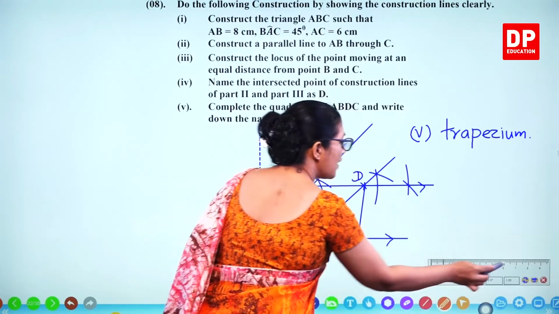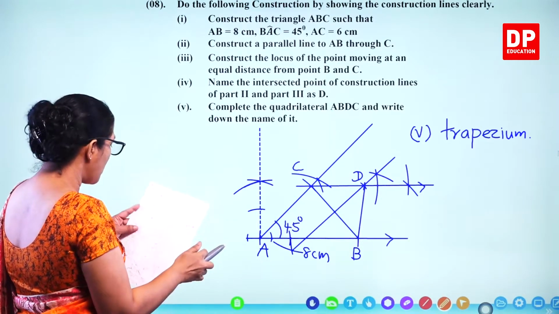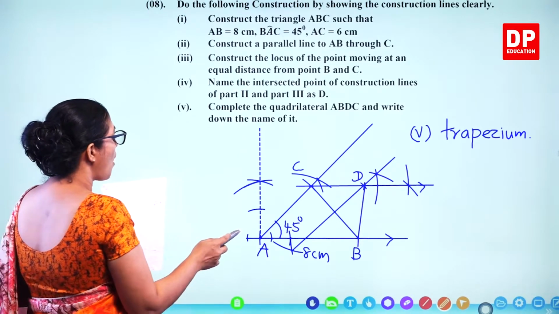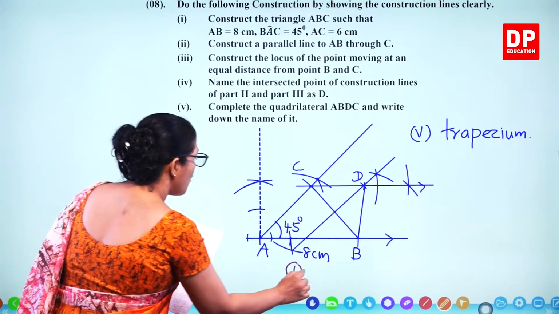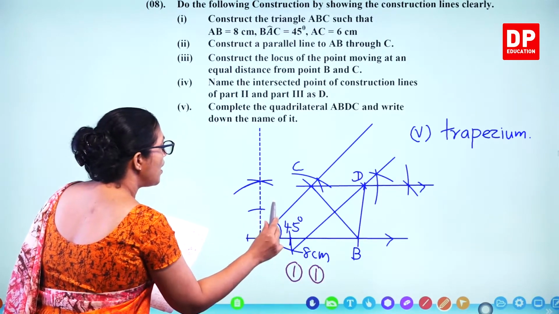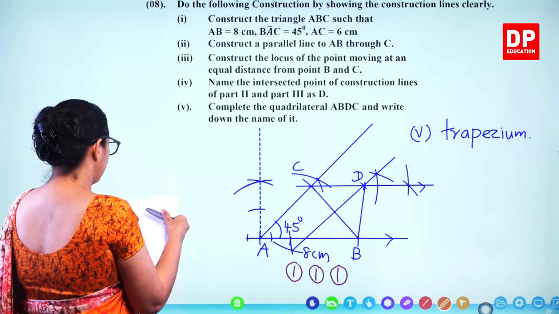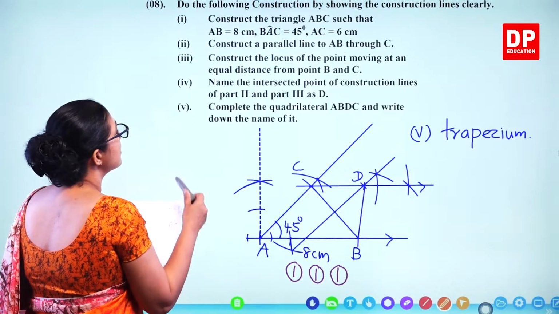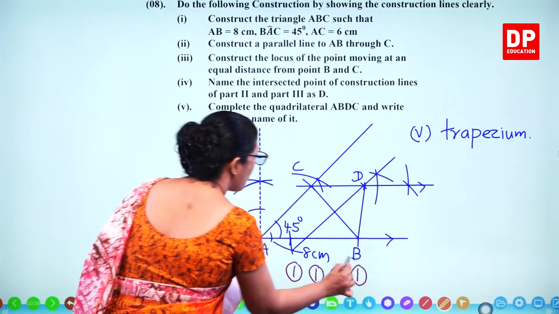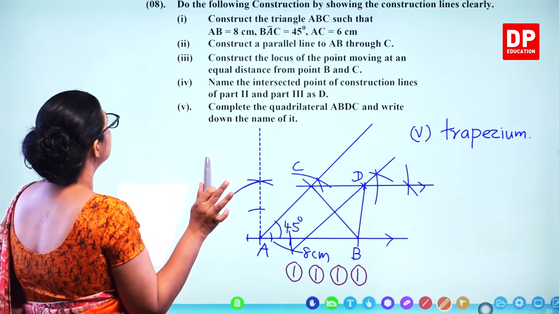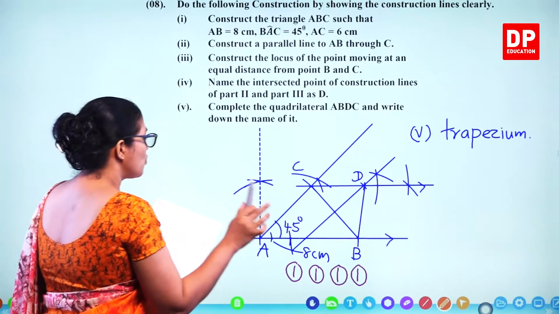So how many marks for that? We completed the whole construction part, so we'll give marks now. 1 mark for AB, 1 mark for 45 degrees, 1 mark for measuring the AC length. That's 3. Then connecting the 2 points BC, 1 mark. So 4 marks for completing the triangle. Then constructing the parallel line to AB through C, you get 2 marks.